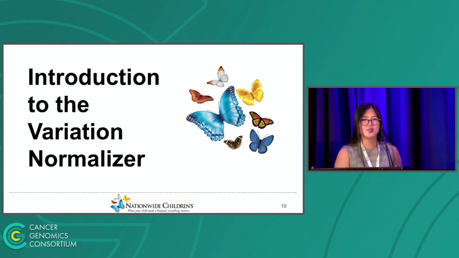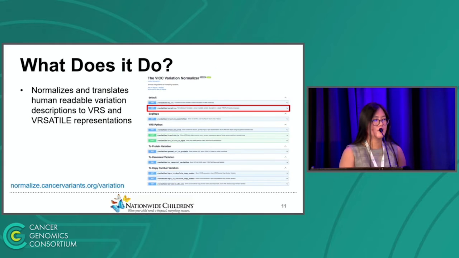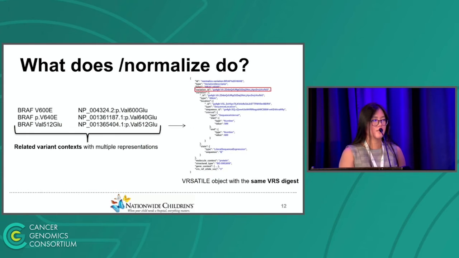Now that I've introduced you to VRS and VRSATILE, I will be introducing the Variation Normalizer and how we can represent variations using these frameworks. So the Variation Normalizer normalizes and translates human readable variation descriptions to VRS and VRSATILE representations. You can see our API on the right, which is found at normalize.cancervariants.org/variation. You can see that there are so many different endpoints, so today I'm just going to be focusing on the normalize endpoint. So what exactly does the normalize endpoint do?